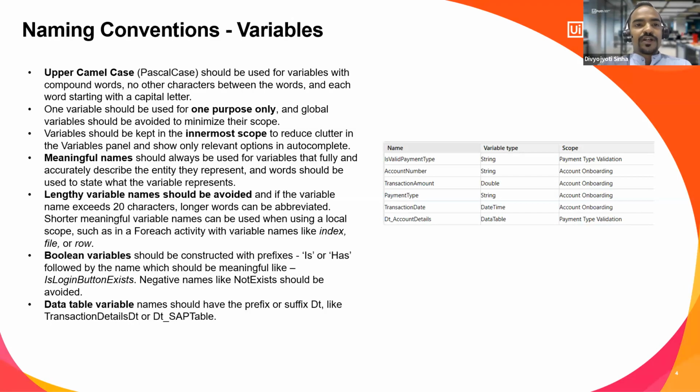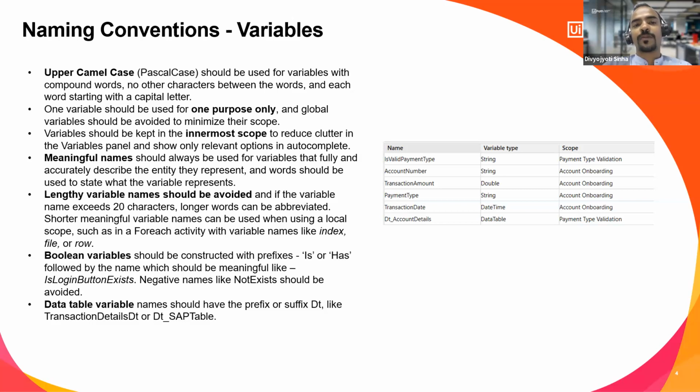So let's start with the naming conventions first. So we were talking about naming conventions and how should we name our variables or arguments in the automation workflow. So first point is you need to name the variables in terms of upper camel case.